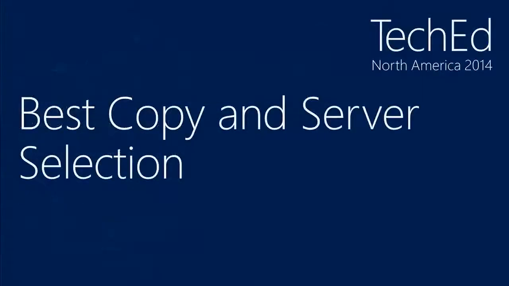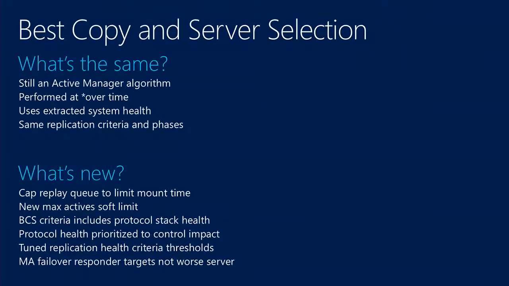All right. Best copy and server selection. Let's talk a little bit about that. That has changed a little bit. There are some things that are still the same, but there's a bunch of things that have been changed as a result of the integration with managed availability. So the BCS process, we actually call it best copy and server selection now in 2013. We just called it best copy selection in 2010 because we weren't evaluating server health. In 2013, we're evaluating the health of the server on which the failure happened, and we're comparing that with the health of the servers that have viable passive copies for us to activate.